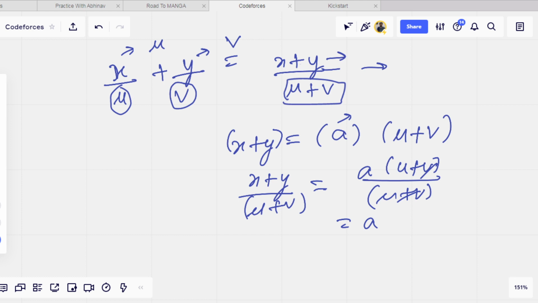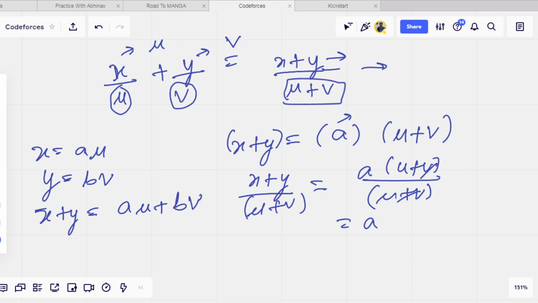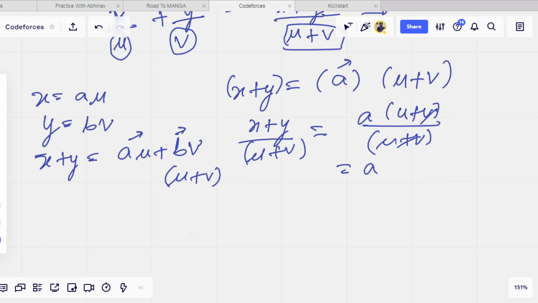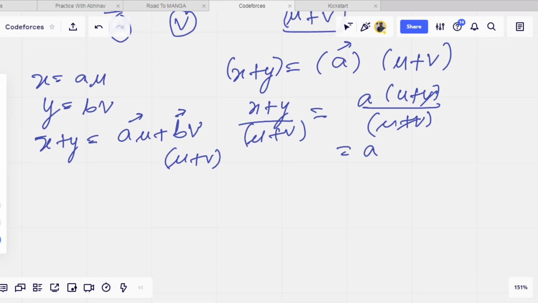For example, let x be a times u and y be b times v. Now x plus y is au plus bv, but x plus y should be a multiple of u plus v. So a and b should also be such that this works out. Understand what I am trying to say? Just think about it. I thought a lot about this, and then I came to a solution.